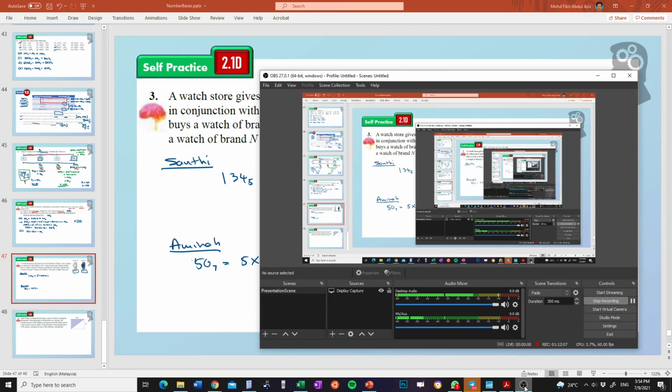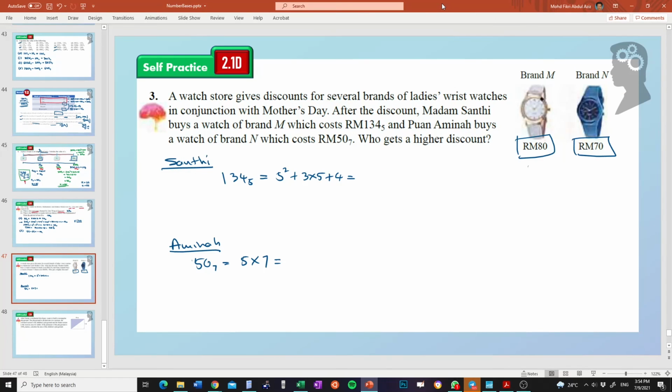Puan Aminah. Siapa jawab tadi? Tak, lupa nak tengok. Zaris. Puan Aminah dapat berapa? Aminah dapat berapa persen diskaun? 50%. Ya, jawapan ni ada siapa-siapa lagi tak dapat jawapan?